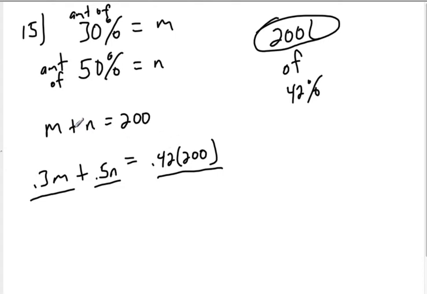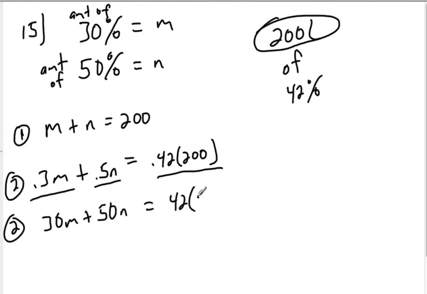So I can solve, let's see, first of all I'm going to multiply everything down here by 10 to get rid of the decimals. So here's equation 1, here's equation 2. Equation 2 I'm changing to 30M plus 50N equals 42 times 200. So I just multiplied everything by 10. Just kidding, 100. I multiplied everything by 100 to move the decimal over twice. 30, 50, and 42.